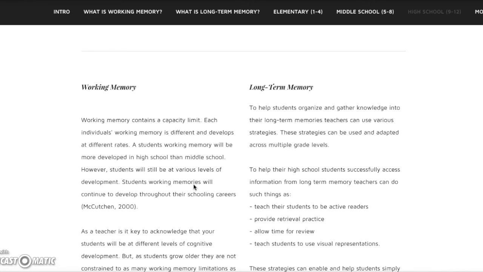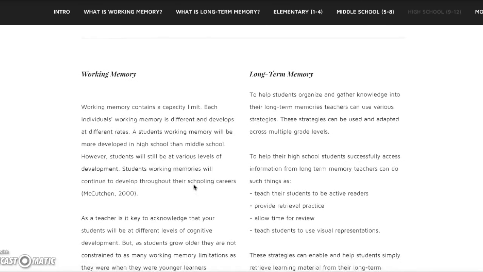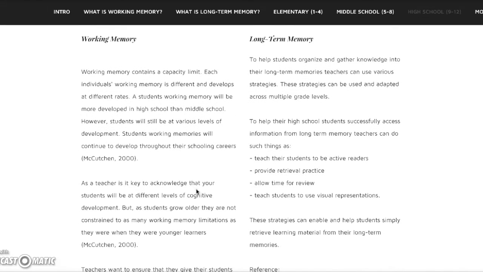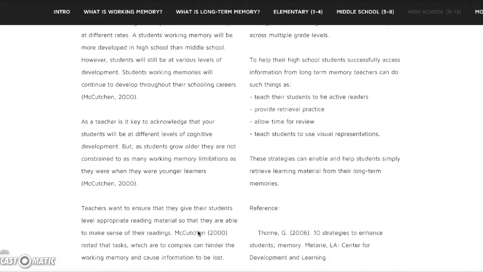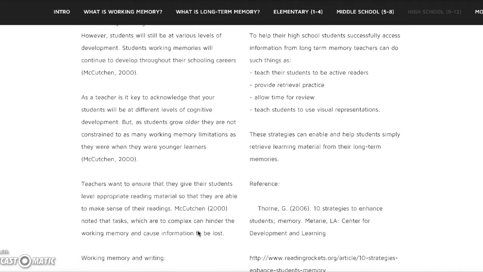However, students will be at various levels of development. Students' working memories will continue to develop all throughout their high school careers. So as a teacher, it is key to acknowledge that your students will be at different levels of cognitive development. But as students grow older, they are not constrained to as many working memory limitations as they were when they were younger learners. Teachers want to ensure that they give their students appropriate levels of reading material so that they are able to make sense of their readings.